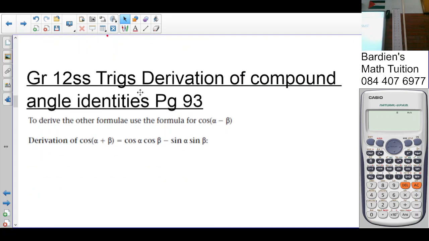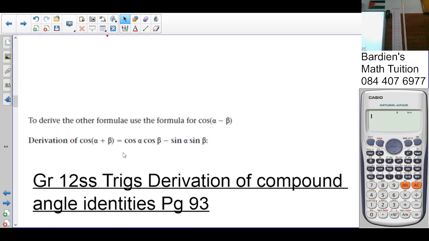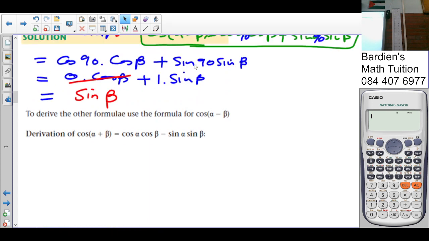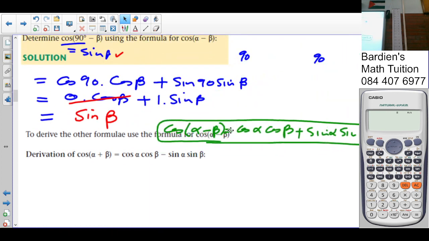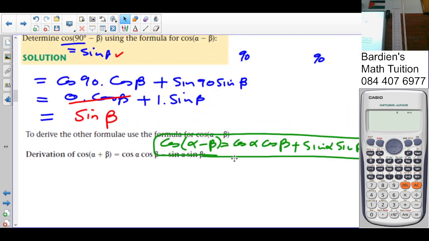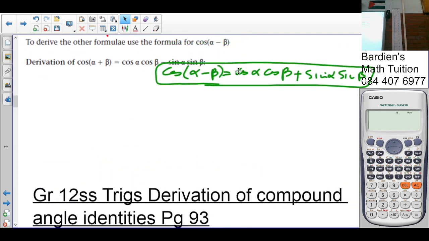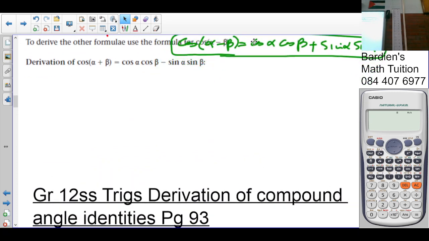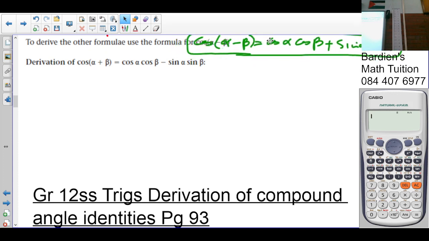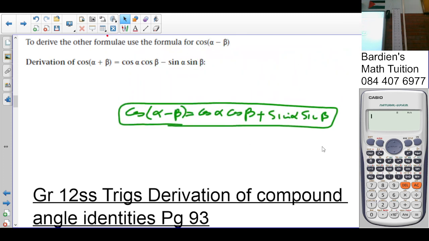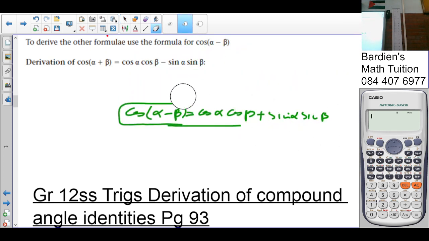Now we're looking at this here. It says derive the other formula using the cos of alpha minus beta. That is what they're referring to again, when they say using that formula. Okay, so just take the box out here.